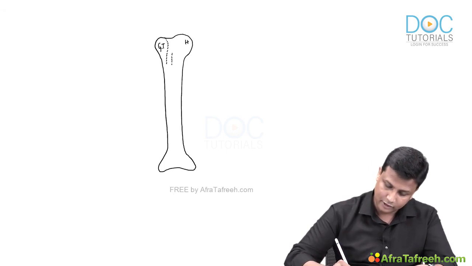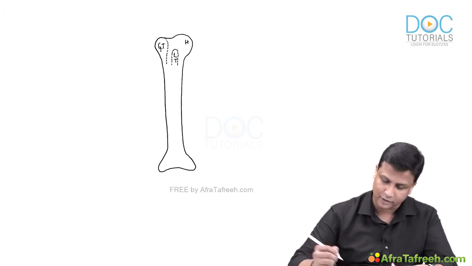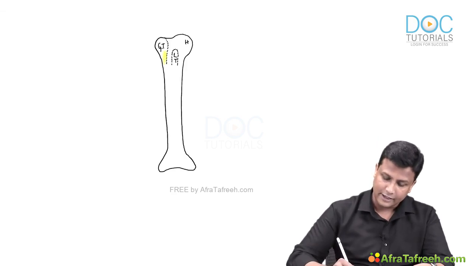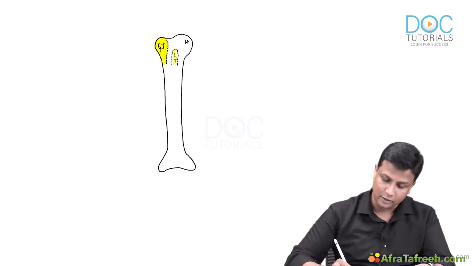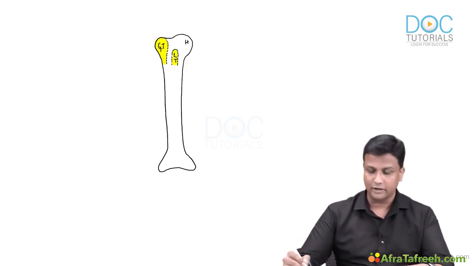And lesser tubercle of the humerus will be present more anteriorly, sir. So, this one is lesser tubercle. So, I repeat once more, guys. Head of the humerus will be towards the medial side. Greater tubercle will be towards the lateral side. And lesser tubercle will be present in the front, anteriorly.